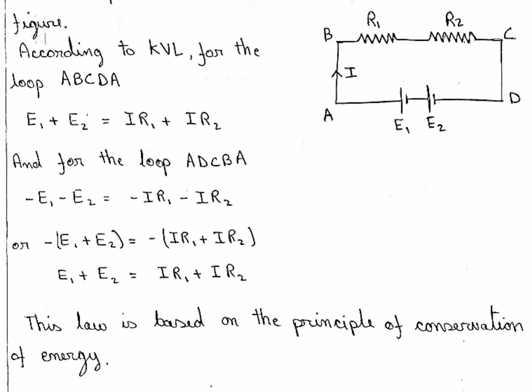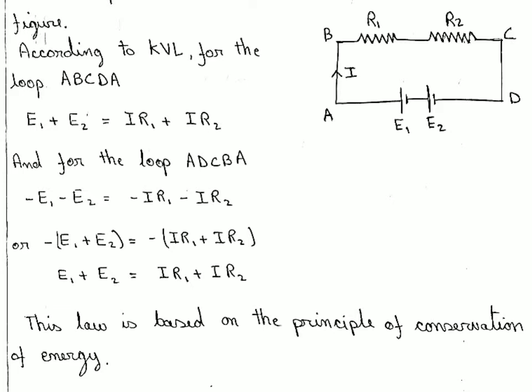Hence again we have the sum of the EMF, E1 plus E2, the sign being taken care of by using the loop rule, is equal to the algebraic sum of the potential drop across R1 and R2. Again the sign is taken care of by using the loop rule. So you can see here that the negative sign can be taken common on both sides, and we can cancel the negative sign to get E1 plus E2 equal to IR1 plus IR2, which is the same as that of the first case or the first loop.